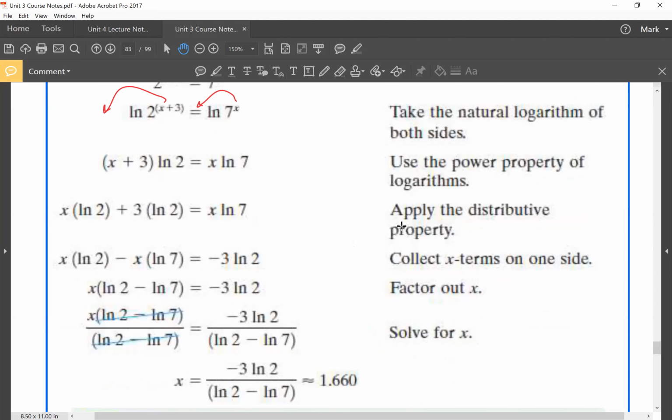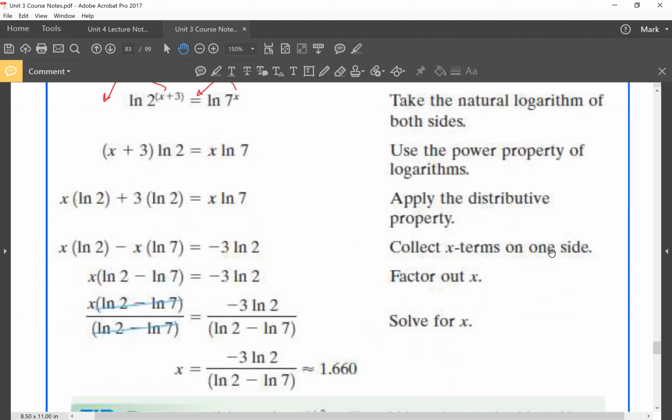Just wondering, do we need to do that step? I guess we do. So in the next step, we got the logarithm, we applied the logarithm, and we moved the exponent down in front. What the book is doing next looks confusing, but all it's doing is distributing this out. So we get x ln 2, 3 ln 2 equals x times ln 7.